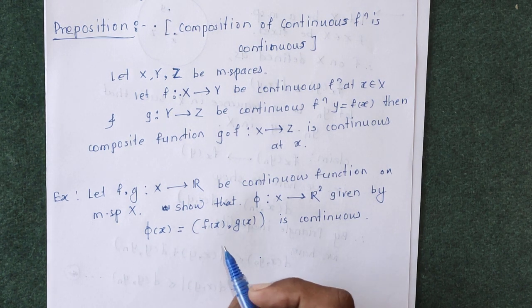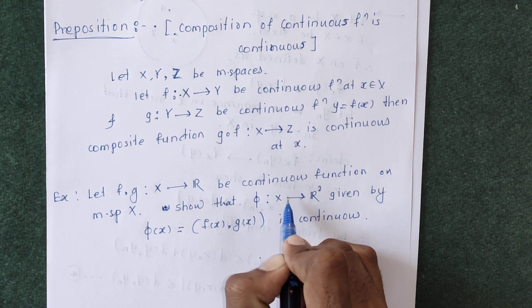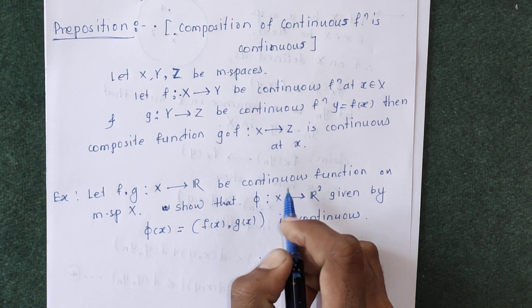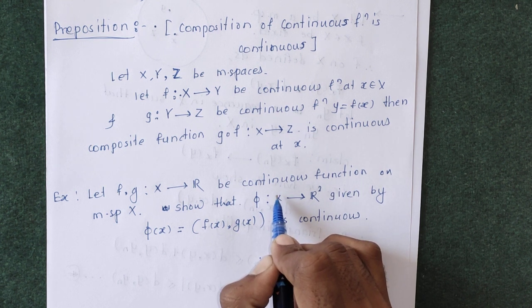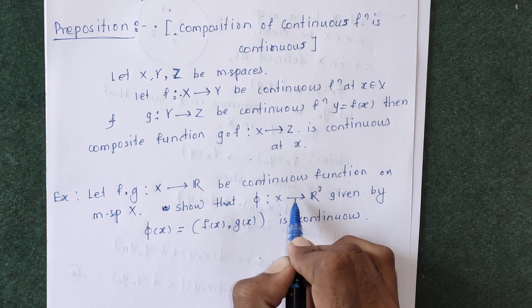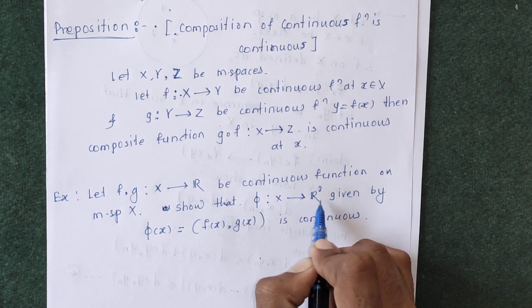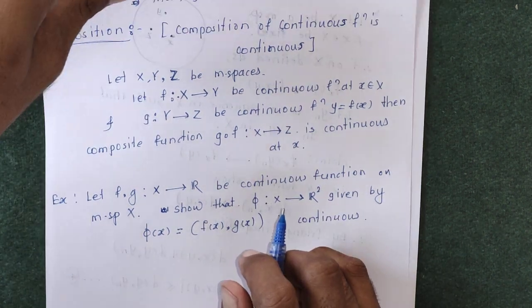Now to show this function phi is continuous, we have to take one sequence in the domain, that is, one sequence in x, and prove that, suppose the sequence xn converges to x, then the image of this sequence under phi, that is phi of xn, must converge to phi of x in R square. So we will take one sequence in x.